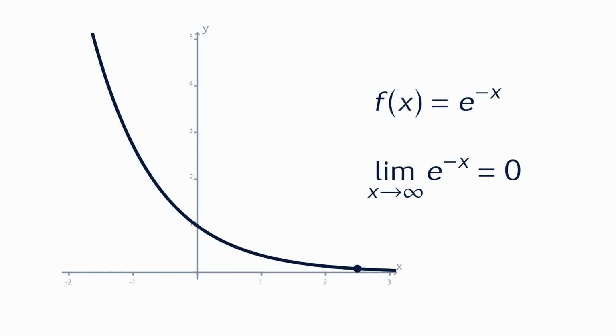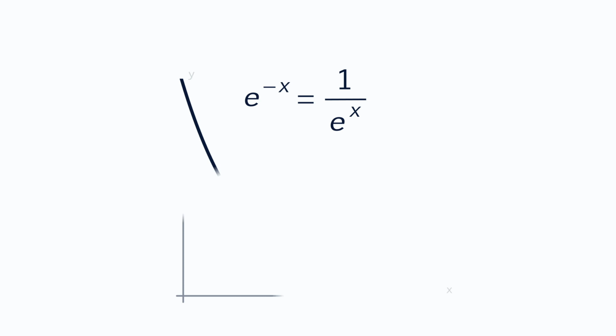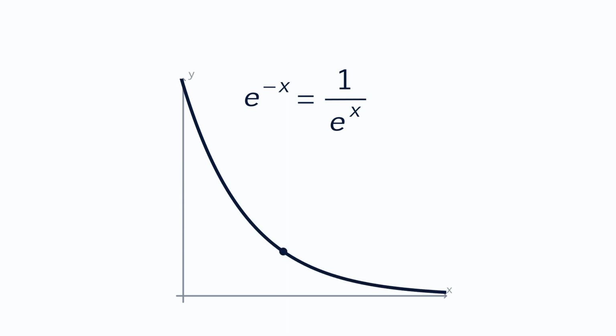You can also figure this out without drawing the graph. Remember, e to the power of minus x is the same as 1 over e to the power of x. As x increases, e to the power of x explodes in size. Dividing 1 by something very large, you get a number that is extremely close to 0, but not 0 itself.